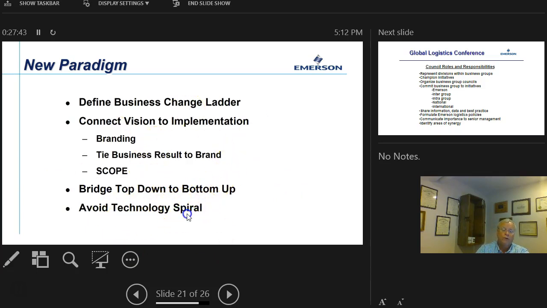And we did avoid this technology spiral. We were able to standardize on a couple of 4PLs, and we standardized on some software as a result of that to give us global visibility, particularly on purchase orders, which was the Descartes solution. You don't have to have Descartes to do that, but that was a solution.